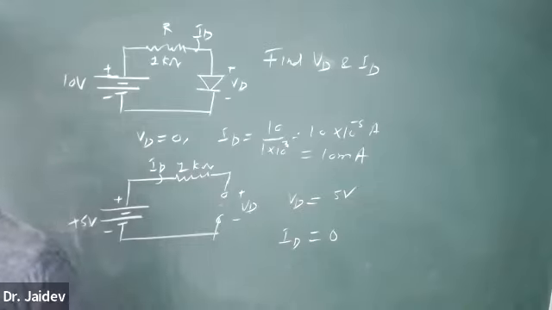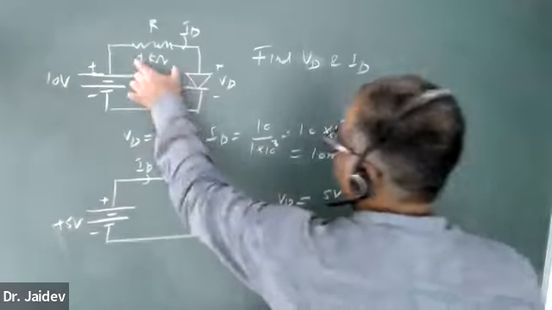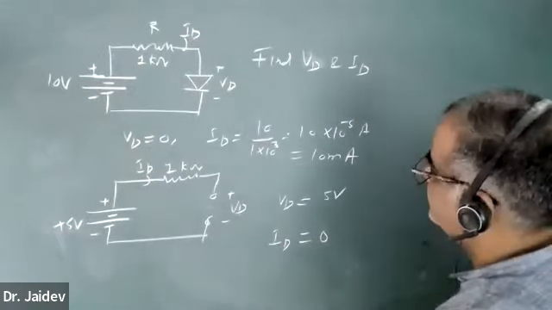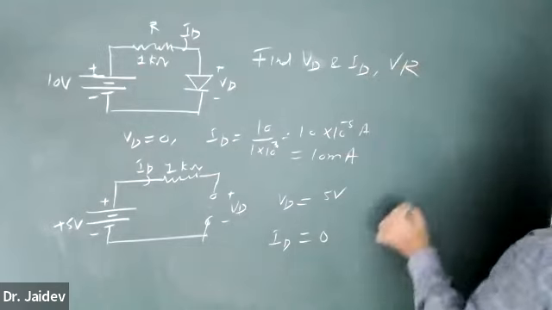Now can you tell me what is the voltage across the resistance in the upper circuit? What is VR, and what is VR here?